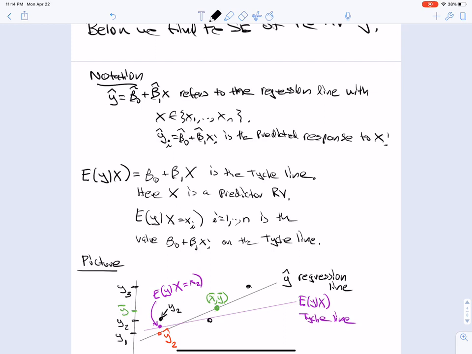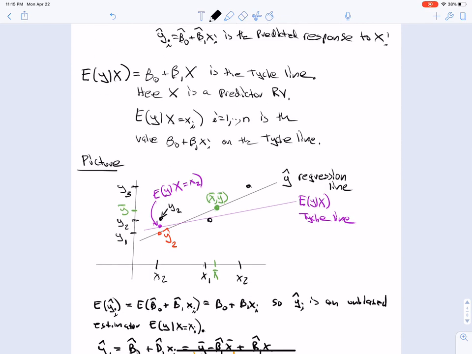Okay. And the expectation of y given x is beta 0 plus beta 1 x. This is the Tyche line, where here x is a predictor random variable. So x can take here any of our original data. So that's x1 to xn.